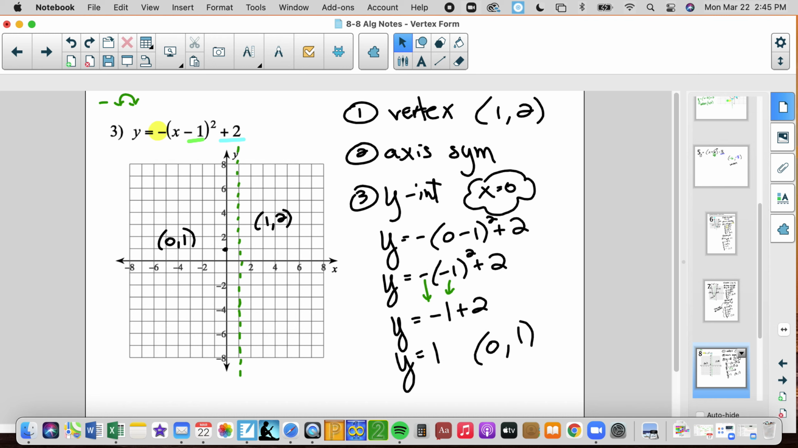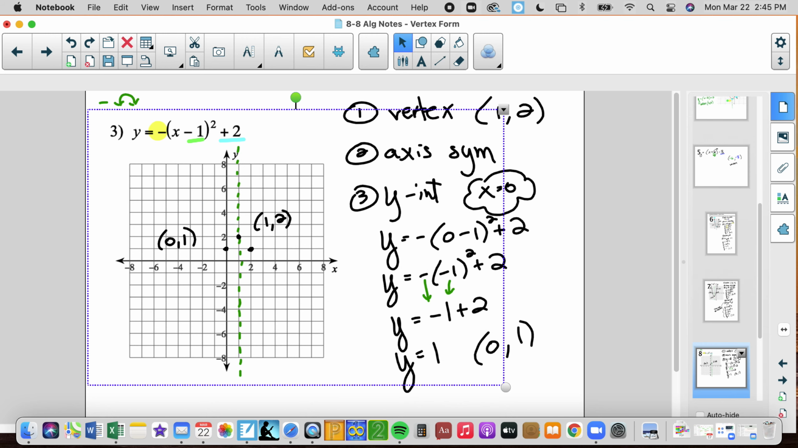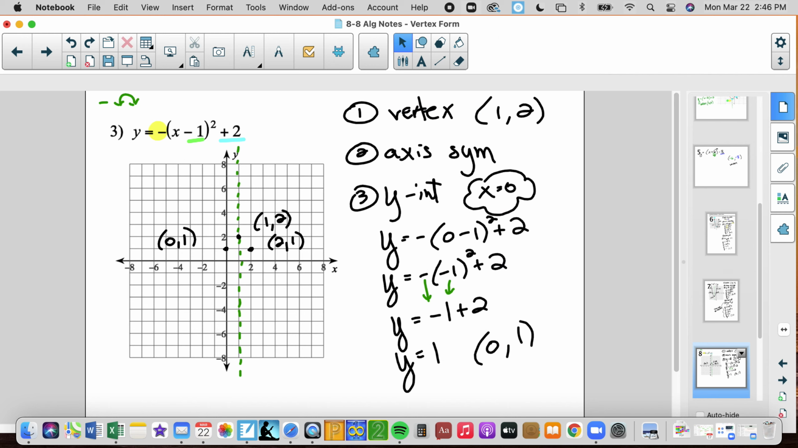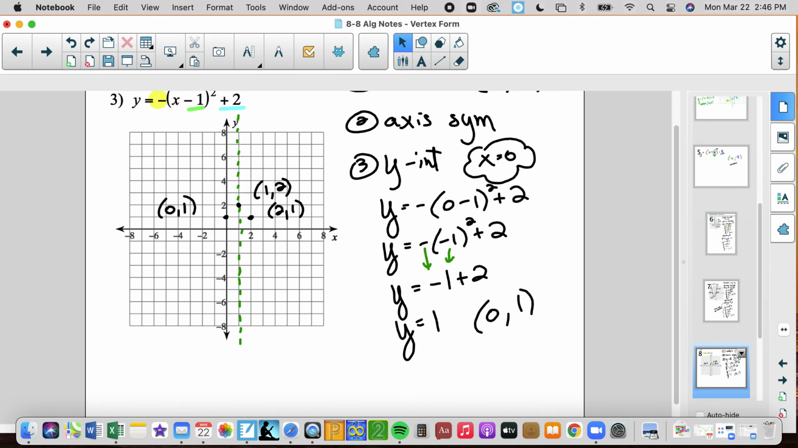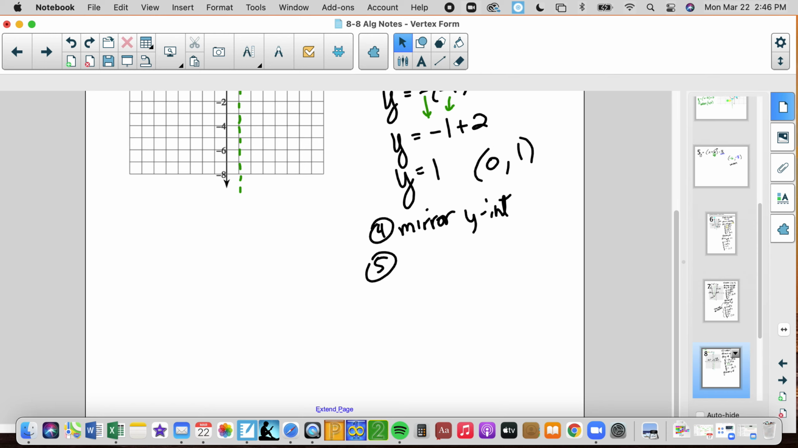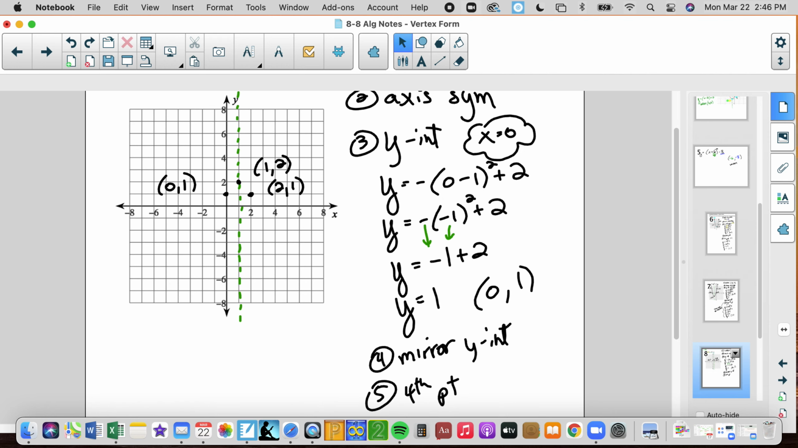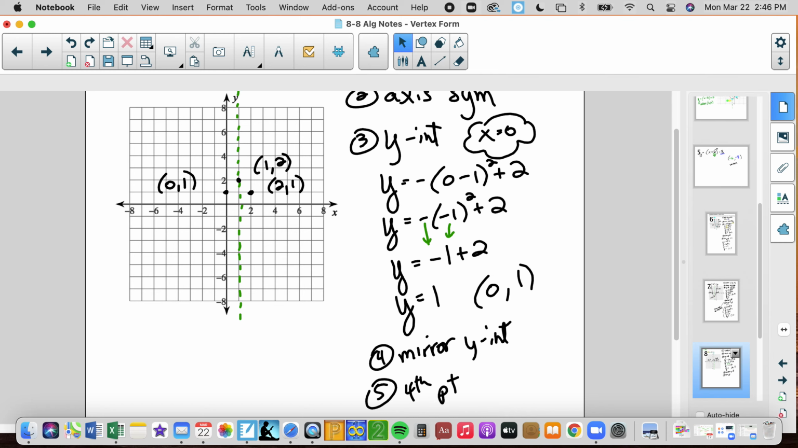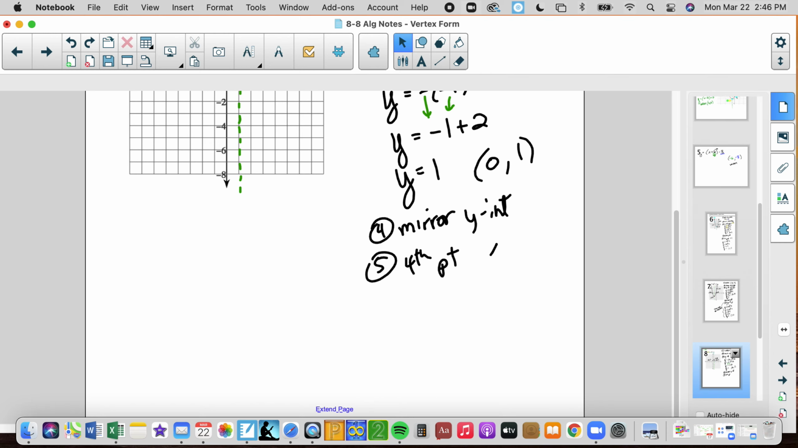It is 1 away, so I'm going to reflect that point. If we reflect this point right here, it's 1 away, so its reflection point is going to be there. What is that coordinate? That coordinate is 2, 1. Now we have to find a fourth point. Step 4 was mirror the y-intercept. Step 5 is the fourth point. So what x values have we used? We've used 0, 1, and 2. So I can use negative 1 or I can use 3. I'm going to use 3.